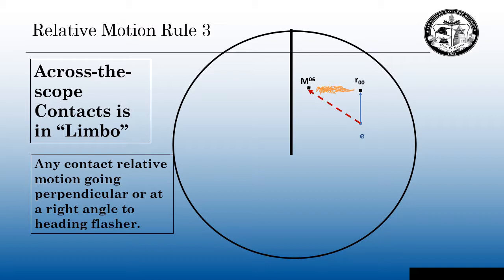And it really makes no difference where I put this E. I can put the E right here, or I can put the E down here, and they will still be going faster than we are. So an across the scope target or limbo target is any contact whose relative motion is going perpendicular, or at a right angle, to our heading flasher. In geometry, this is called the hypotenuse of a right triangle.